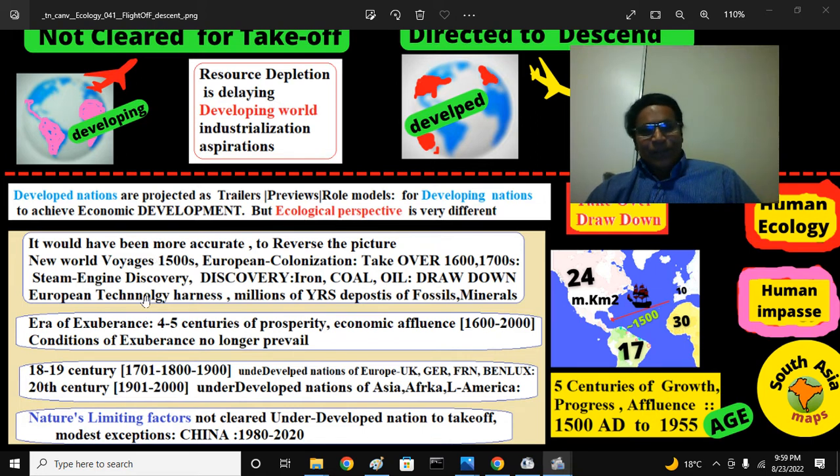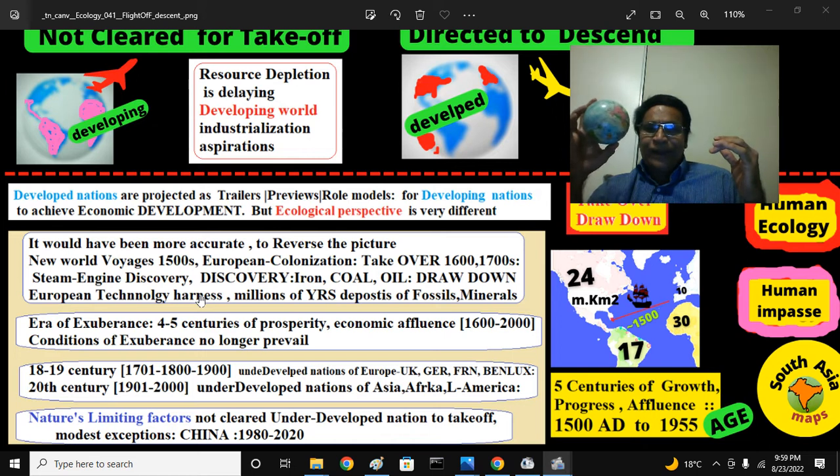At that time, European technologies, steam engine based technologies, harnessed millions of years of deposits. Remember, on planet Earth, this is the only Earth, this is the only habitat, limited in size. The equator circumference is 40,000 kilometers.